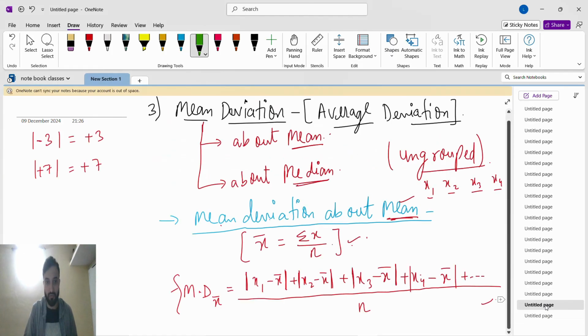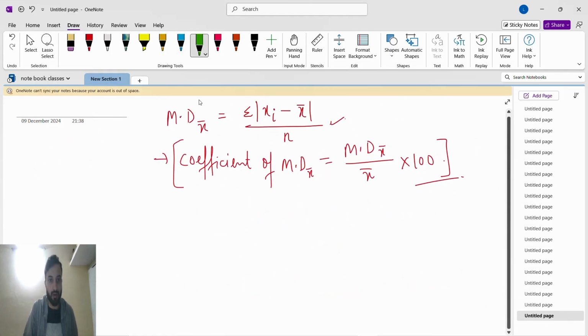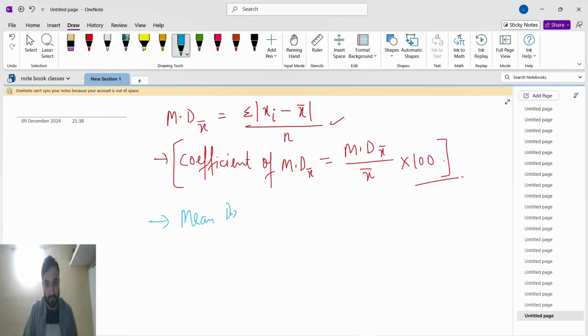Yes sir, very good. Now we have to understand the mean deviation about median. Okay, mean deviation about median. So we will write here mean deviation about median. Same process guys, same process.